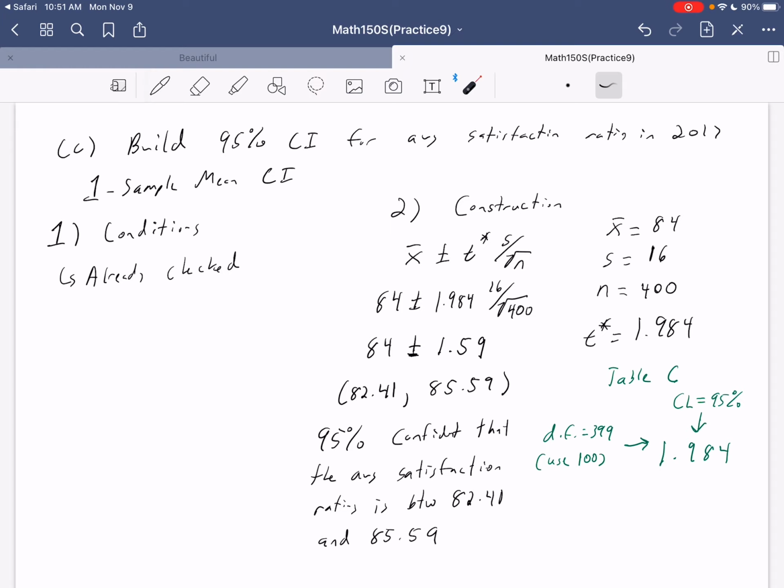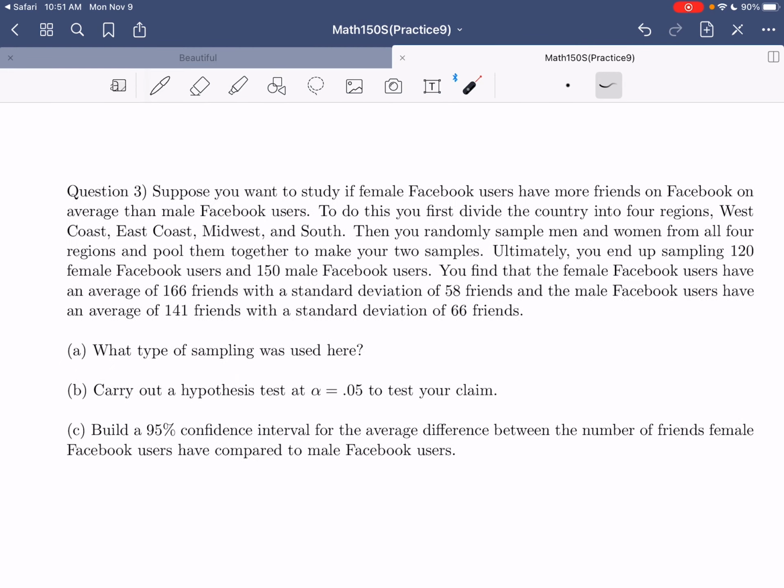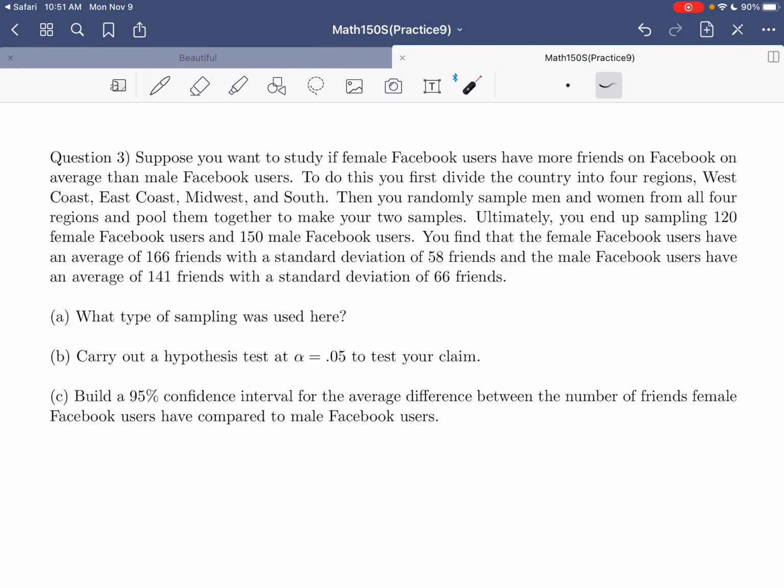Okay, well, let's go ahead and turn to the last question on this practice. So for question 3, once again, same sort of setup. We've got the hypothesis test and the confidence interval. So as we read this, we want to make sure we're not only thinking about what are going to be the important pieces of information, but also what type of procedure we are going to be using here. So let's go ahead and see what we have here.